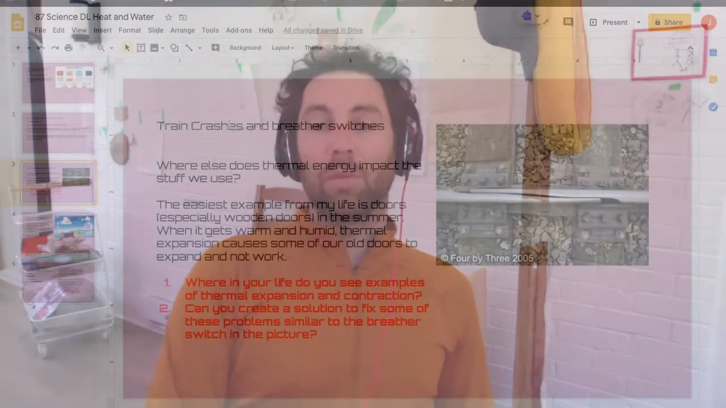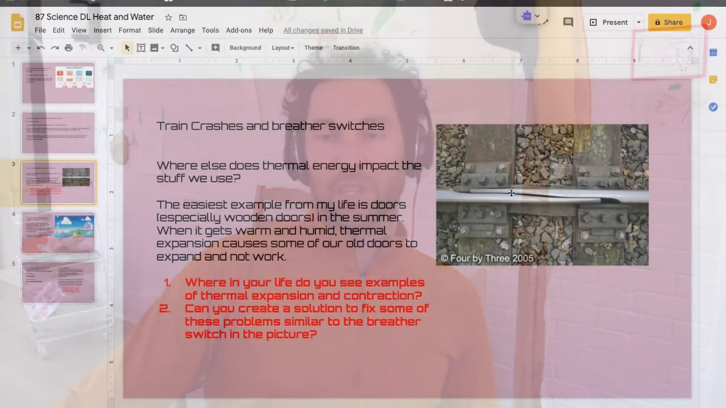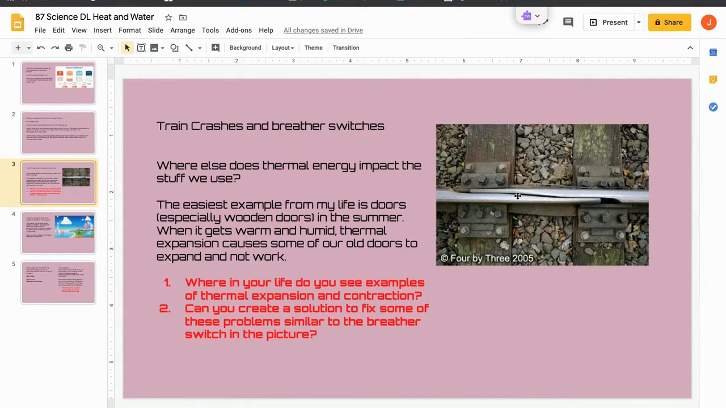How does that apply? Well, the example I'm going to talk about is train crashes and breather switches. This is an example of a breather switch here. It's a sharp cut on the track. Why would they have that? Well, the rails on a train track are treated to not expand and contract, but as thermal energy increases, we call that thermal expansion. The actual matter itself gets bigger.